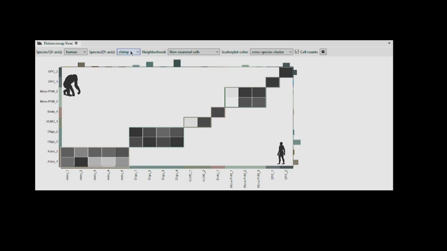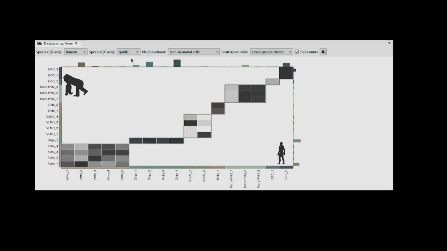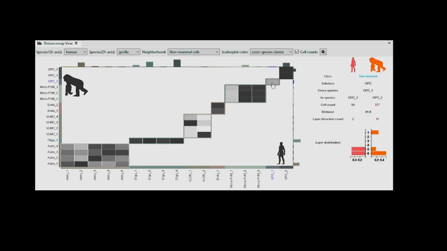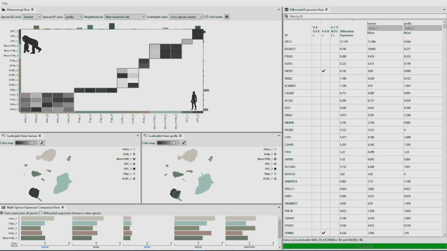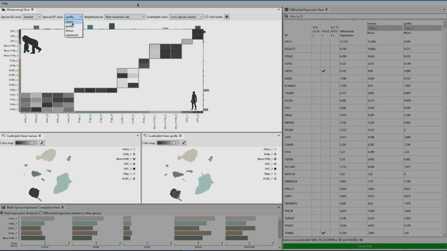We therefore select gorilla and navigate to the OPC1 cluster. We find that for the OPC1 cluster, gorilla also has some cells present in layer 1, which is different from humans. This is one of the findings that our collaborators have identified in their study. Next, we again compare between human and chimp.